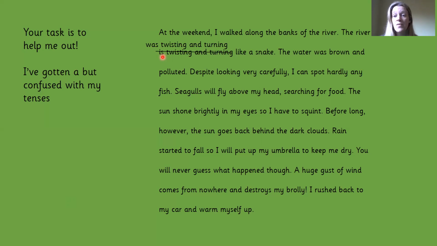Now we've got the river was brown and polluted. I think I'm quite happy because I've used was. I haven't used is. So I'm quite happy there.